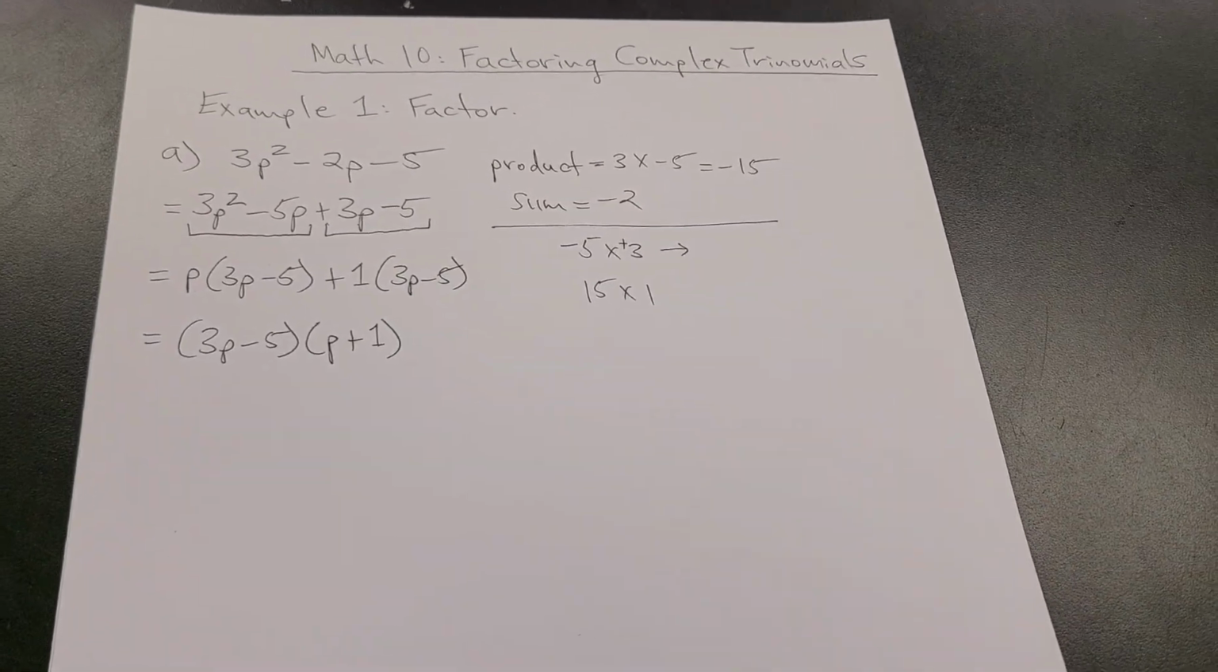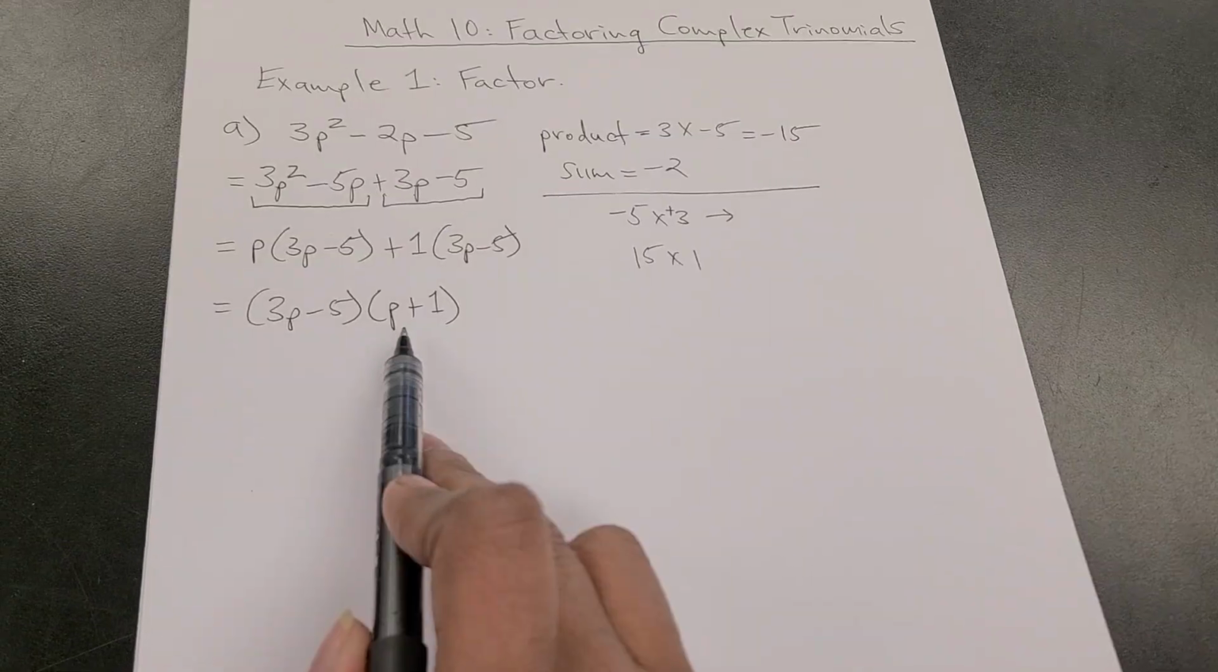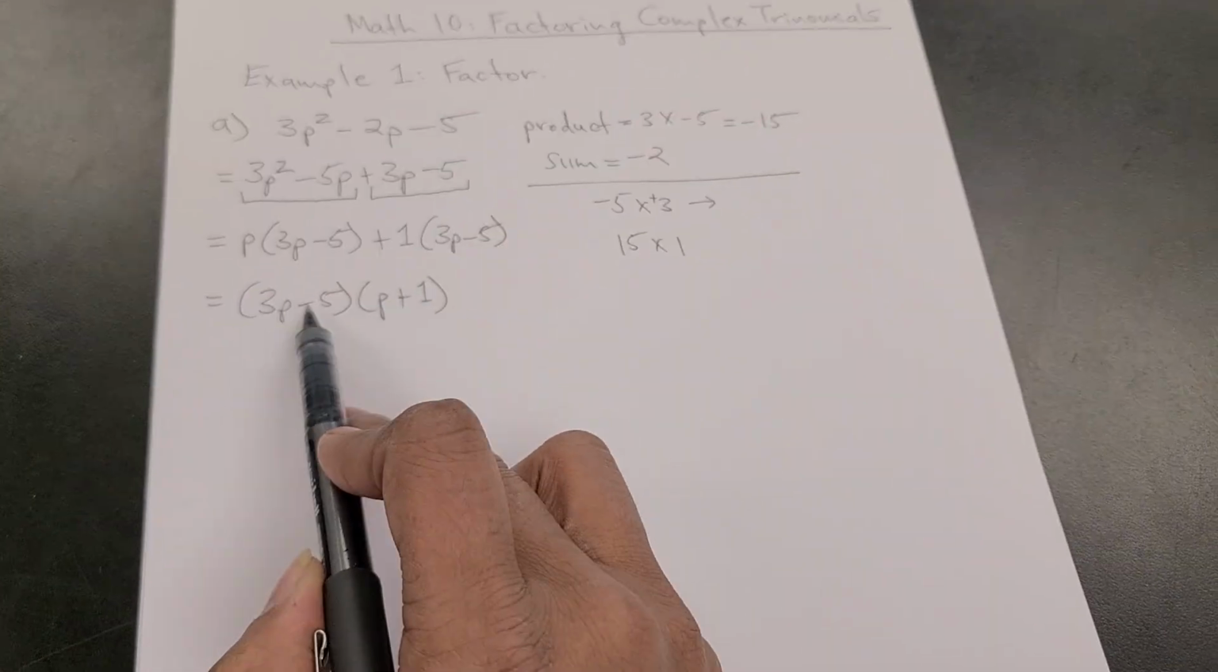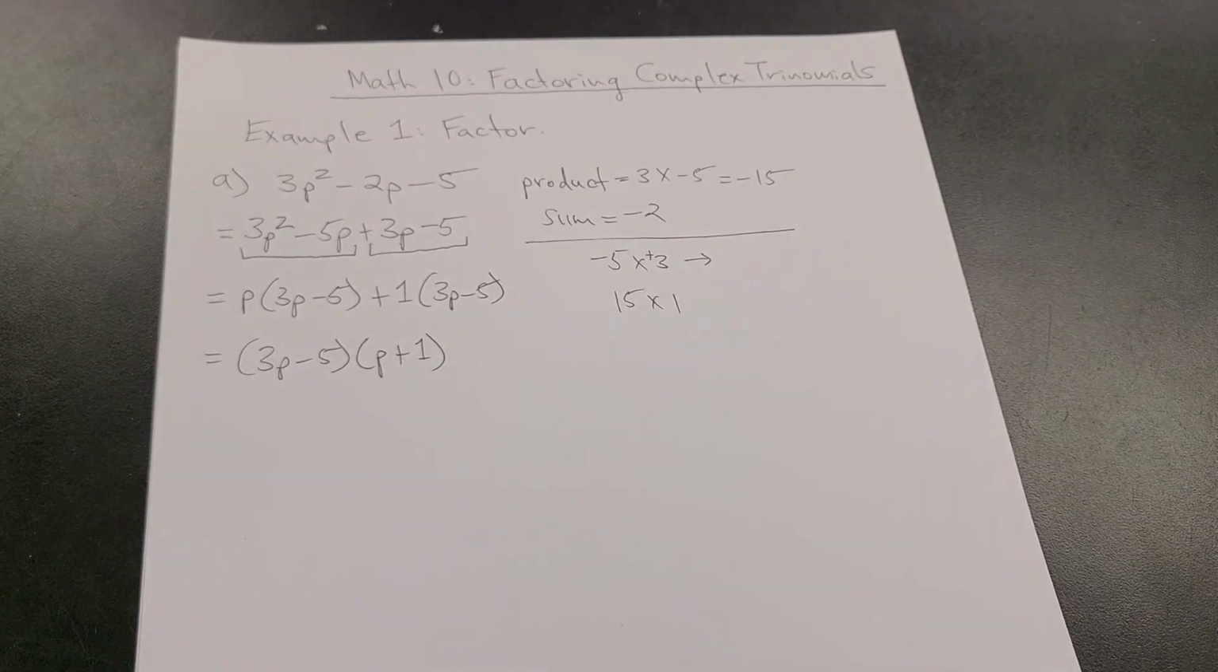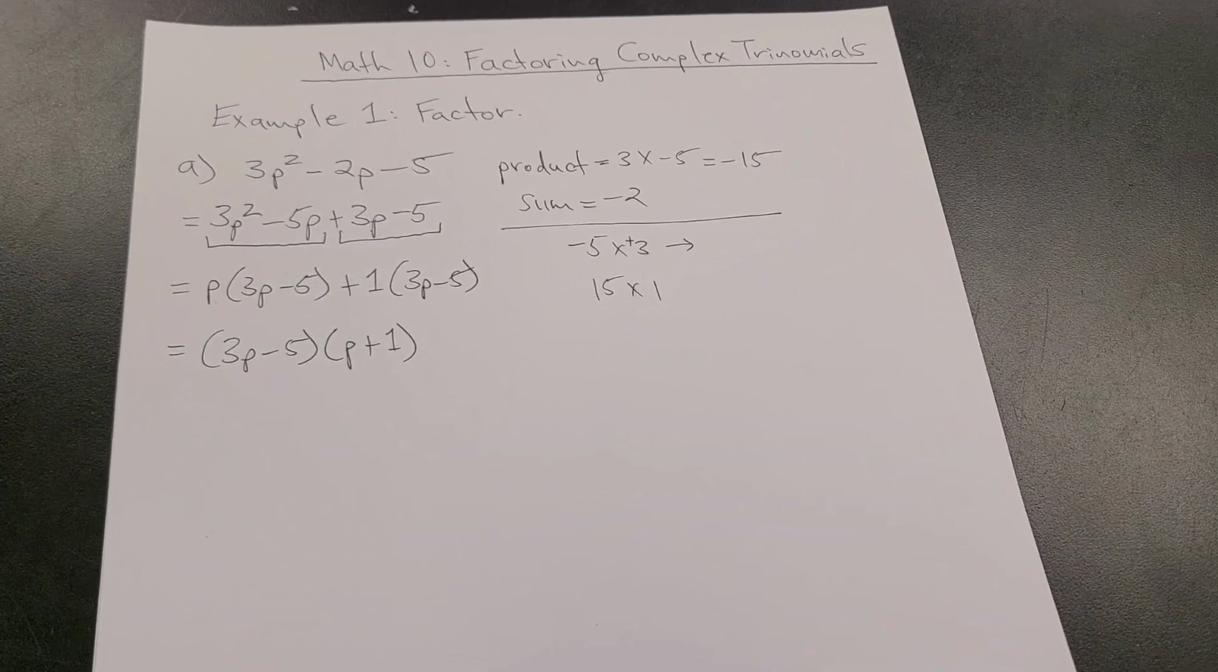Just like this. And also notice, after I get my factors, I can open up the brackets and FOIL it out, and I should end up with the original trinomial that I began with.